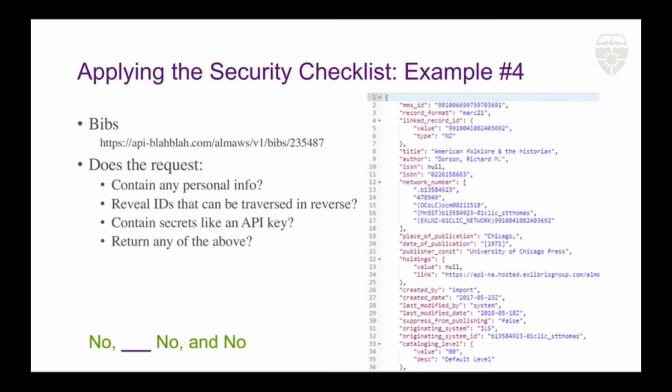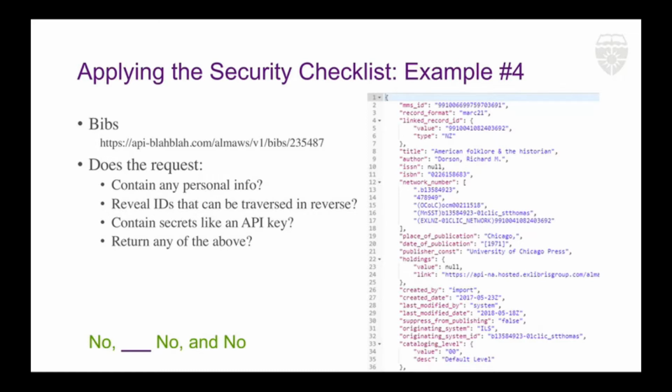Now, this one is public information, really. No personal information. We're talking about a bib record. The books don't have privacy concerns. So we're not worried about that book. It's not a secret. Does it reveal IDs that can be traversed in reverse? I haven't explained what that is yet, so I don't really know. Does it contain an API key? No. Nope, there's no API key in that. Does it return any of the above? No. This is all book stuff.